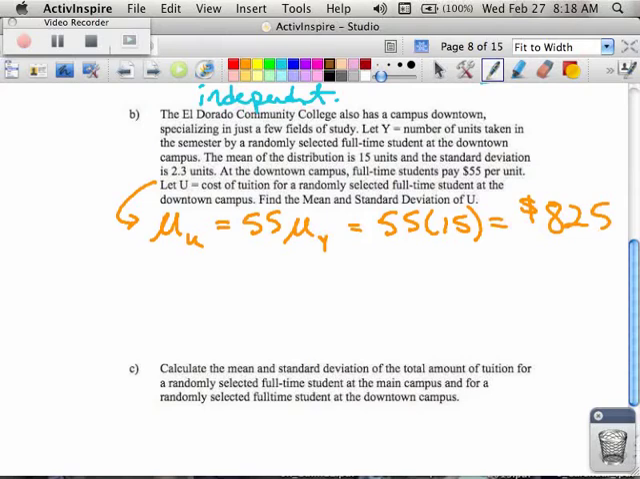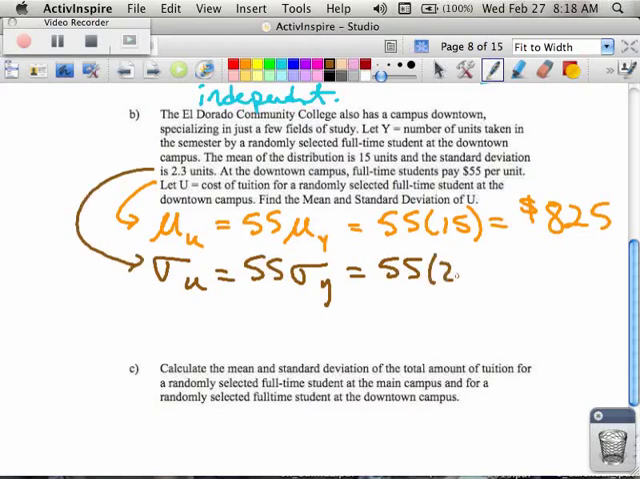No big deal. And then the standard deviation for this U is going to be the same thing. It's 55 times the standard deviation of Y, or in other words, 55 times, what did they tell us it was? 2.3, thank you, or in other words, $126.50. So if you don't have this on your packet, write down the numbers that you don't have, which will help remind you where these numbers came from. If you do have the numbers, I think you're good to go.